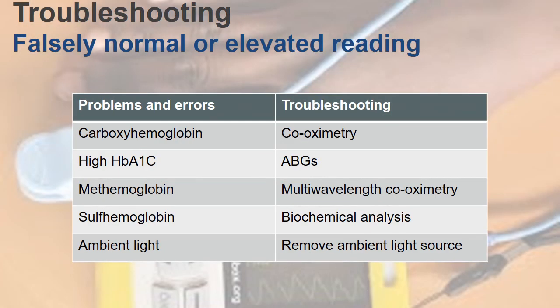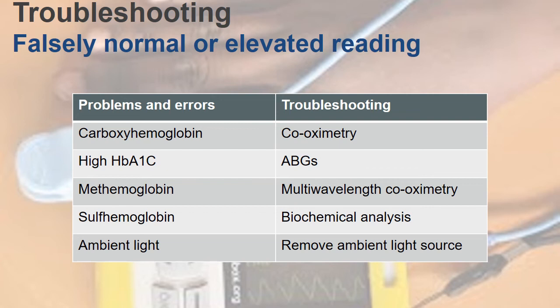Falsely normal or elevated readings. What are the problems and errors? We know carboxyhemoglobin, we know high HbA1c, we know methemoglobin, sulfhemoglobin, and ambient light. Carboxyhemoglobin, that is the reason you should go for co-oximetry. If you know a patient is diabetic and has a high HbA1c, you should always go for an ABG.